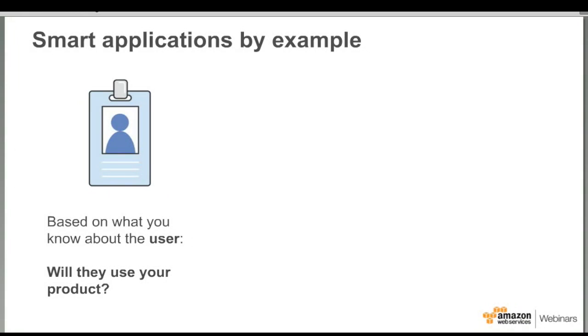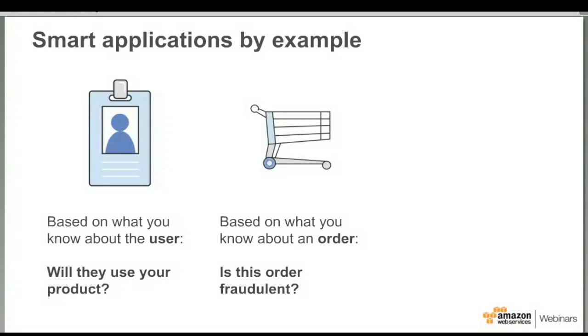A very common example that you have probably encountered is recommendations or personalization, or in very general terms, based on what you know about the user, can we predict will they use the product, how will they use it, and then act on this prediction. Based on what you know about an order, we can predict, is this order fraudulent? Should we flag it for additional review? Should we cancel the order? Should we confirm it with the customer?